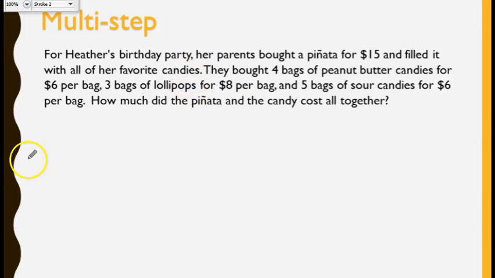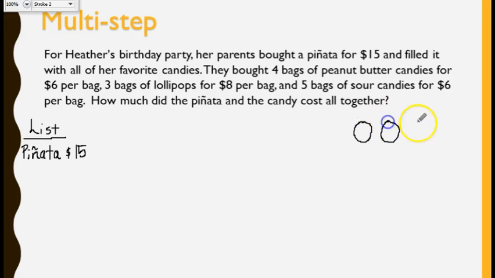Okay, so right now I'm going to make a little shopping list. I know I need a piñata, and that is $15. Okay, she filled it with her favorite candies. They bought 4 bags of peanut butter candies for $6 per bag. Okay, so there's 4 bags of the peanut butter candies, and they're $6 each.